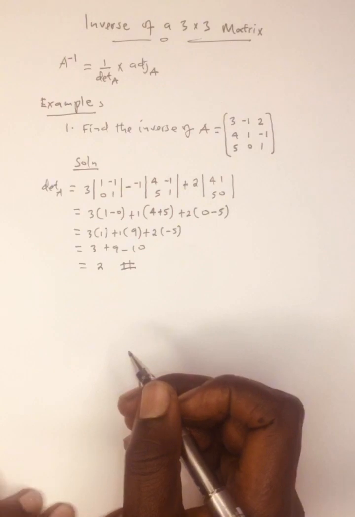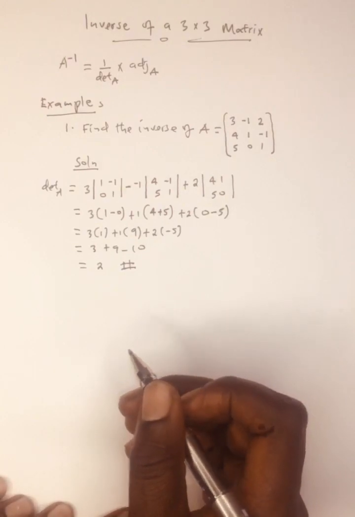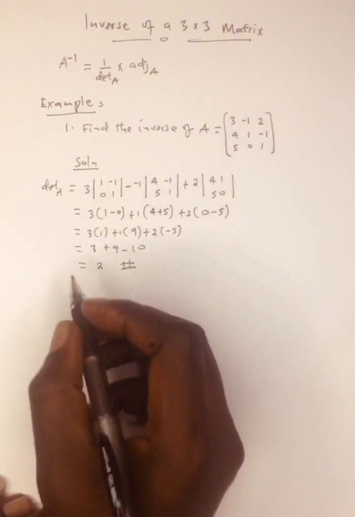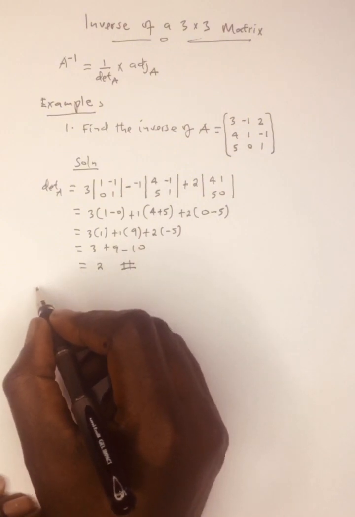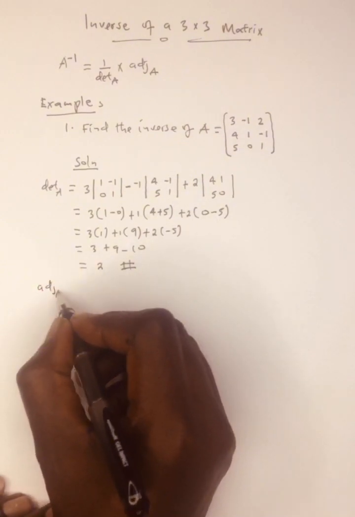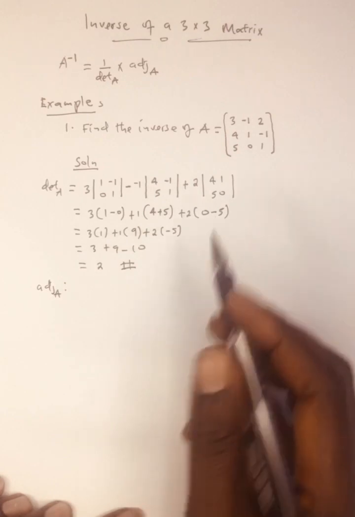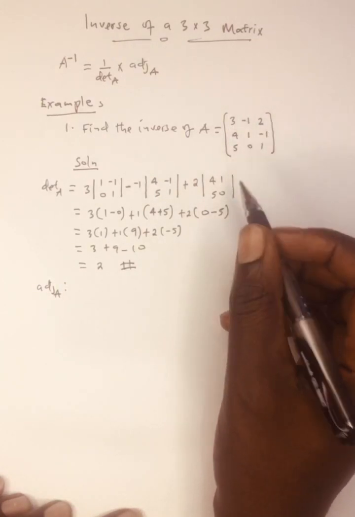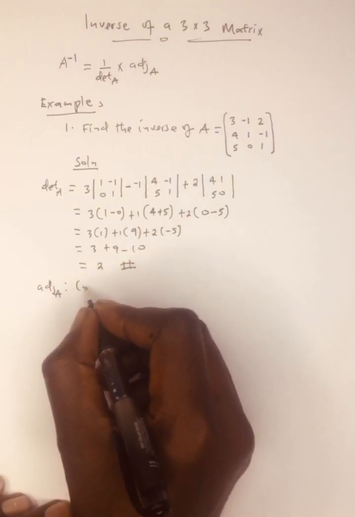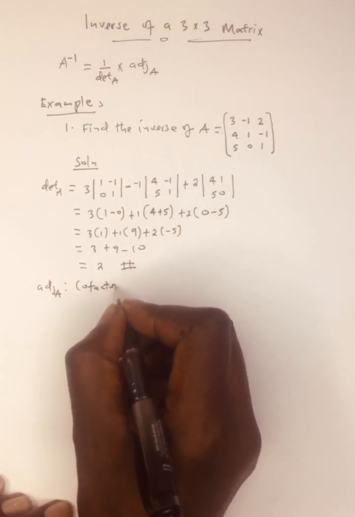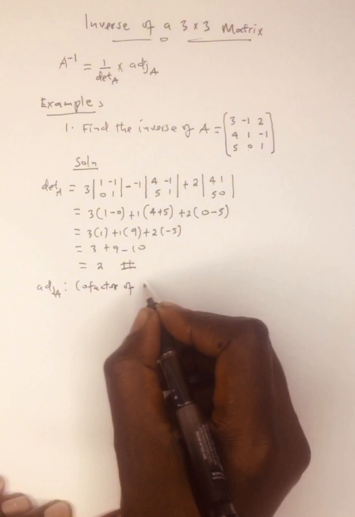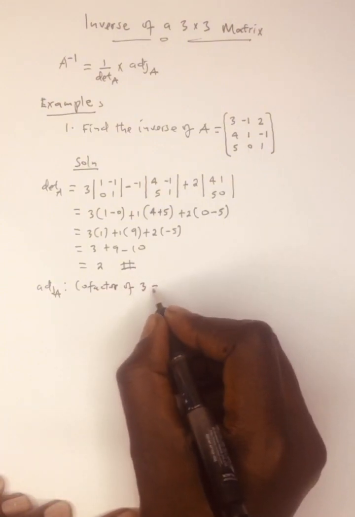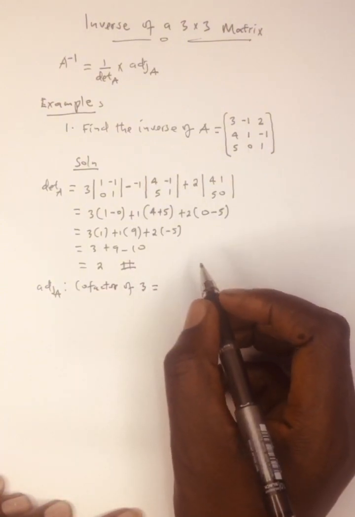So the next thing that we need to obtain is the adjoint of A. For us to be able to obtain the adjoint of this particular matrix, we are going to get the cofactor of each and every element in this matrix. So we're going to start with the cofactor of 3, because it is the first one. So 3 is in row 1, column 1.